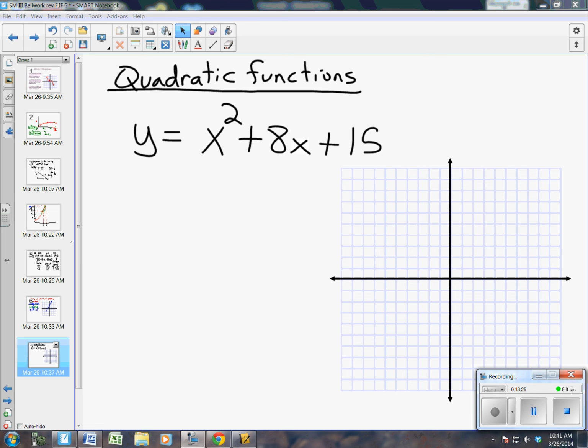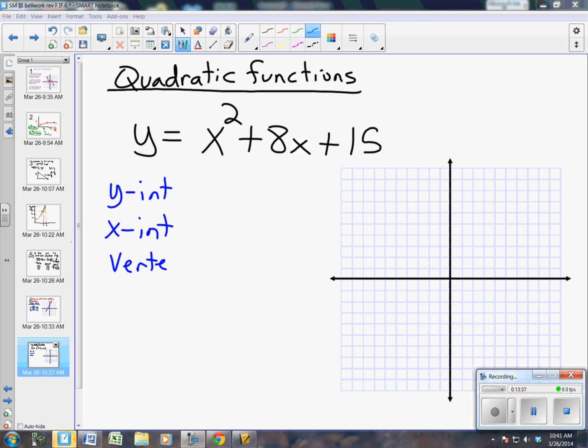So let's write some of these down. We want to find the y-intercept, x-intercepts. We want to find the vertex. We want to know the end behavior, whether it opens up or down. Did I miss something? Is that all we talked about?